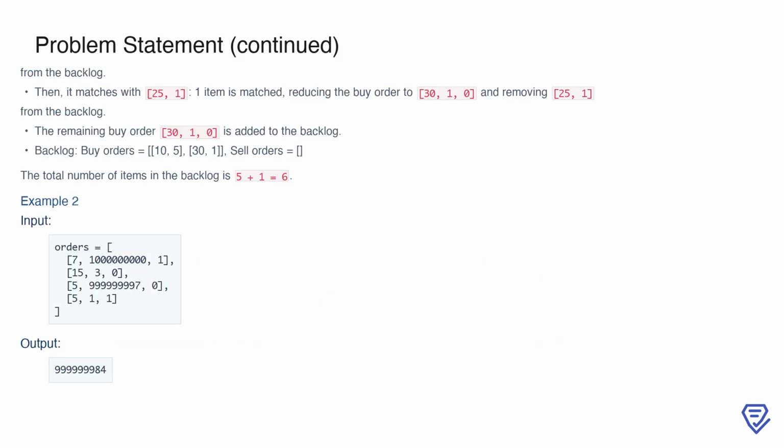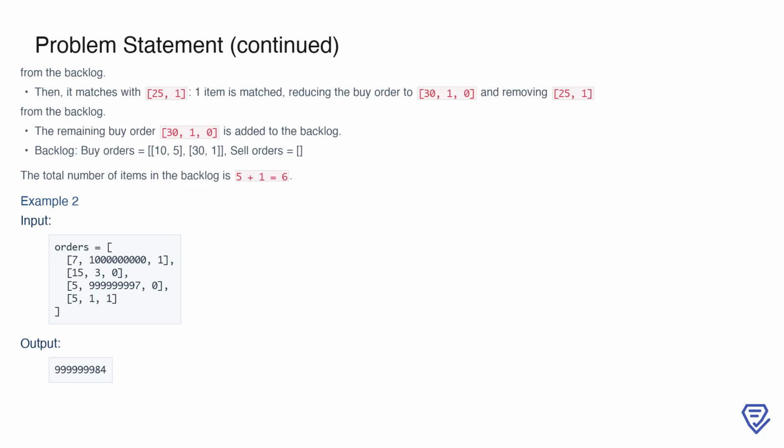When the buy order [30, 4, 0] matches the sell order [15, 2, 1], 2 items are matched, which fully satisfies the sell order and reduces the buy order to [30, 2, 0]. The sell order [15, 2, 1] is removed from the backlog. Next, the reduced buy order [30, 2, 0] matches the sell order [25, 1, 1], resulting in 1 item being matched. This fully satisfies the sell order [25, 1, 1], leaving the buy order with 1 item remaining, represented as [30, 1, 0]. After processing all possible matches, the remaining buy order, [30, 1, 0], is added to the backlog.